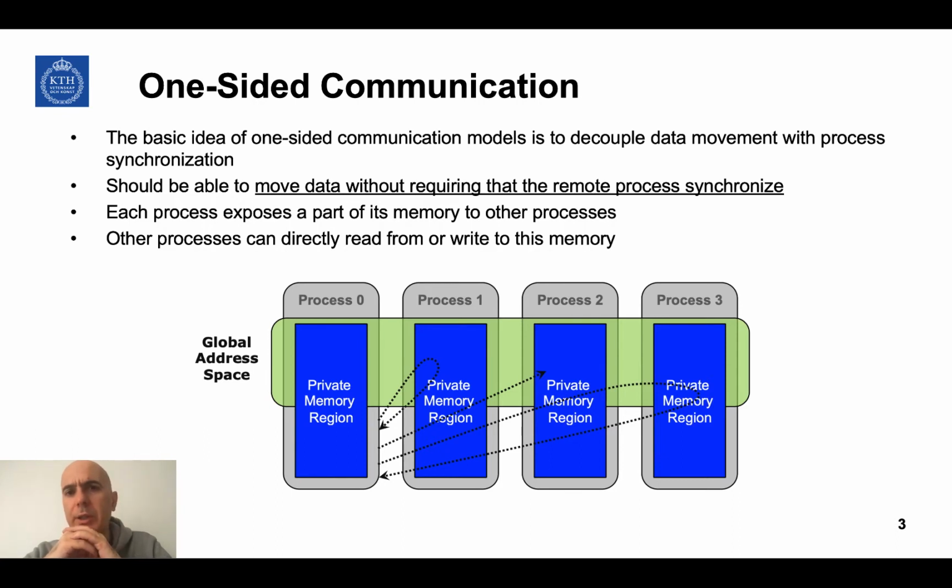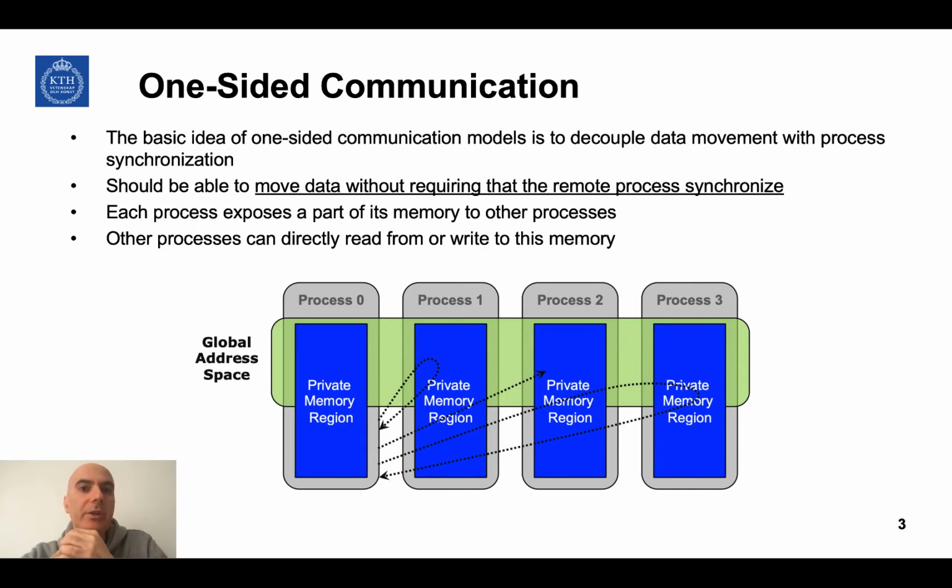So how does it work? The way it works is very similar to PGAS languages. We have one MPI process exposing part of its own private memory to all the other processes. So each process exposes a part of its memory to other processes. Once this memory is exposed, each process can directly read from or write to this memory. So the first step is to expose the memory, and then we do a read operation or a write operation.